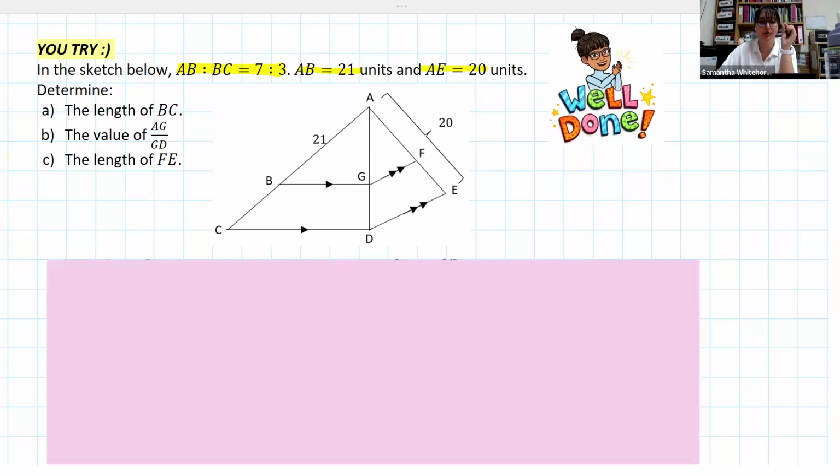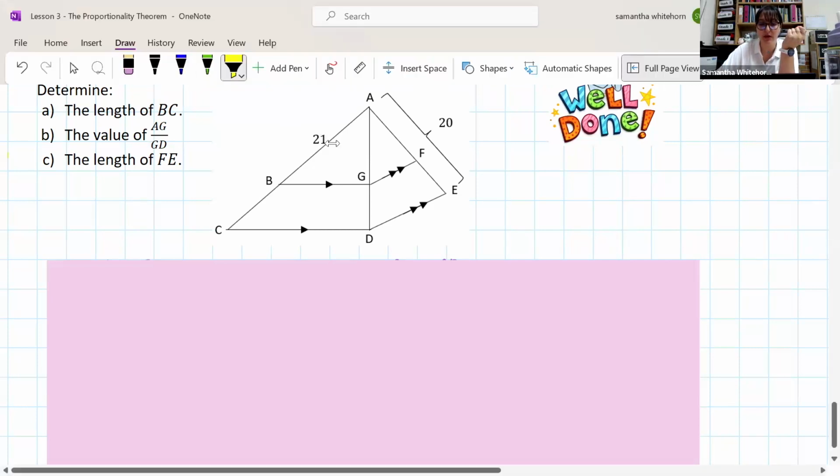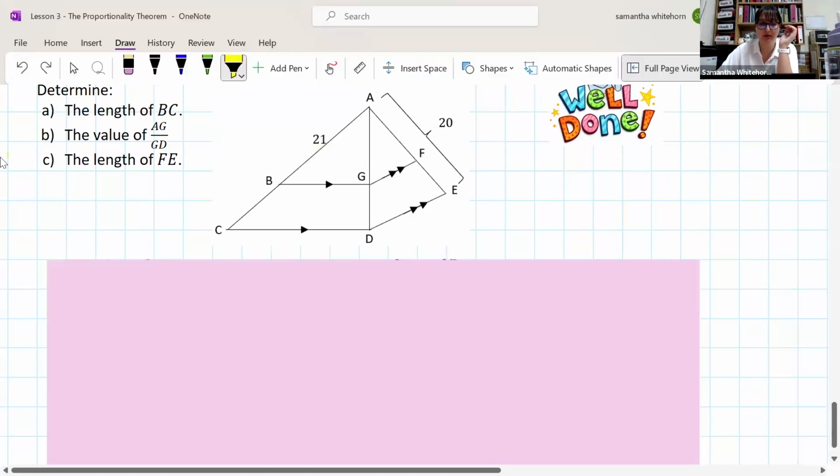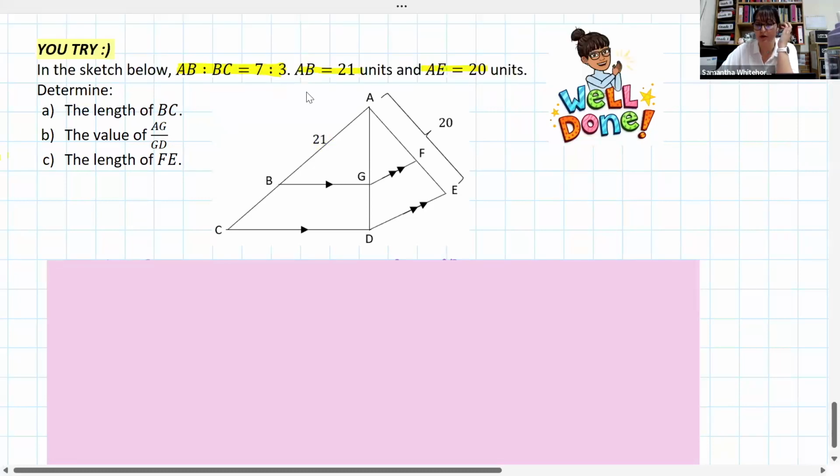And guys, just remember, a ratio is not lengths. So I'm not saying AB is 7, which is obviously clearly not the case because AB we've been told is 21. I'm telling you it's a ratio. Yes, I have made that point before, but just bear it in mind.